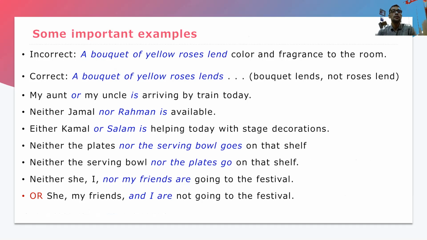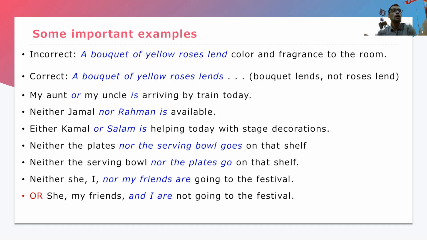Look at the examples. A bouquet of yellow roses lent color and fragrance to the room. It is incorrect because the correct one is: a bouquet of yellow roses lends color and fragrance to the room. Here you can see lends because a bouquet is singular, so lends should be the correct form of the verb. Next one, my aunt or my uncle is arriving by train today. Look at this example. My aunt or my uncle is arriving because it is indicating one singular subject. That is why is has been used.